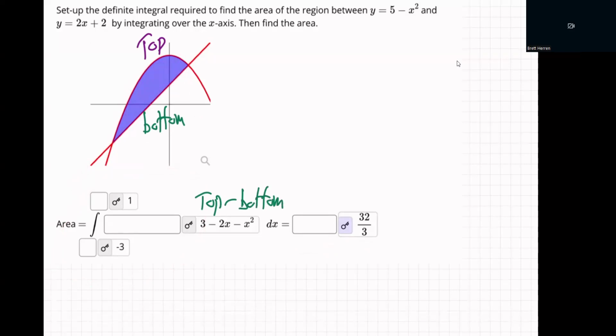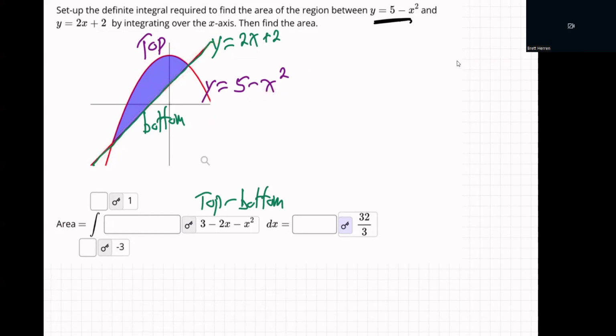Okay, so the one on the top, that's this, and how do I know? Because that one's curved. 5 minus x squared, it's a negative x squared, it's a parabola going down. And the other one, I might just keep it with the same color there. The other one is y equals 2x plus 2, because it's a straight line, right? X is to the first power. It's not squared. So that's a straight line. So there we go. That's the bottom one.